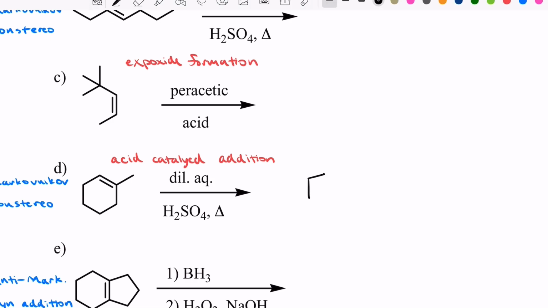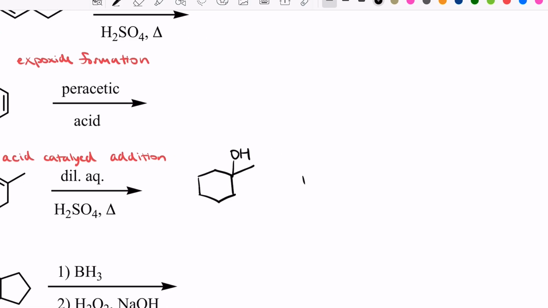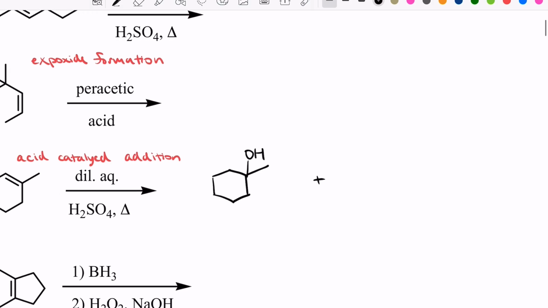So I don't think I need to draw out the mechanism, but I want you guys to understand all the products that we have. So I'm going to add an alcohol across the most substituted side. So that's going to be on the right side like this. But also because we can always get a mixture of products, I'm going to get an alcohol on the left side of our alkene as well.